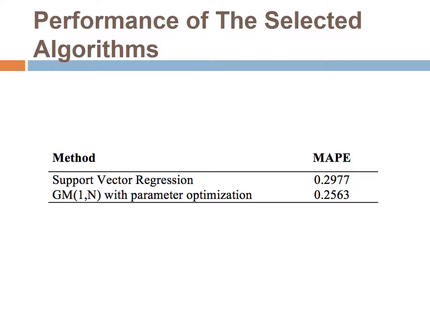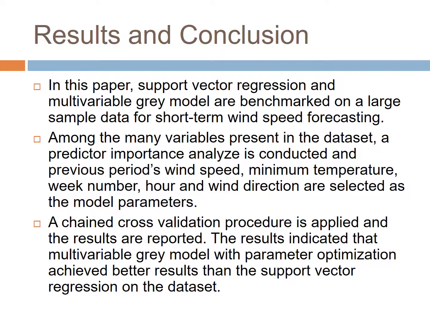These are our results in our experimental study. We can see the mean absolute percentage error of support vector regression and the gray theory-based prediction model with parameter optimization. And as you can see, the GM model is better in terms of forecasting error than the support vector regression model.